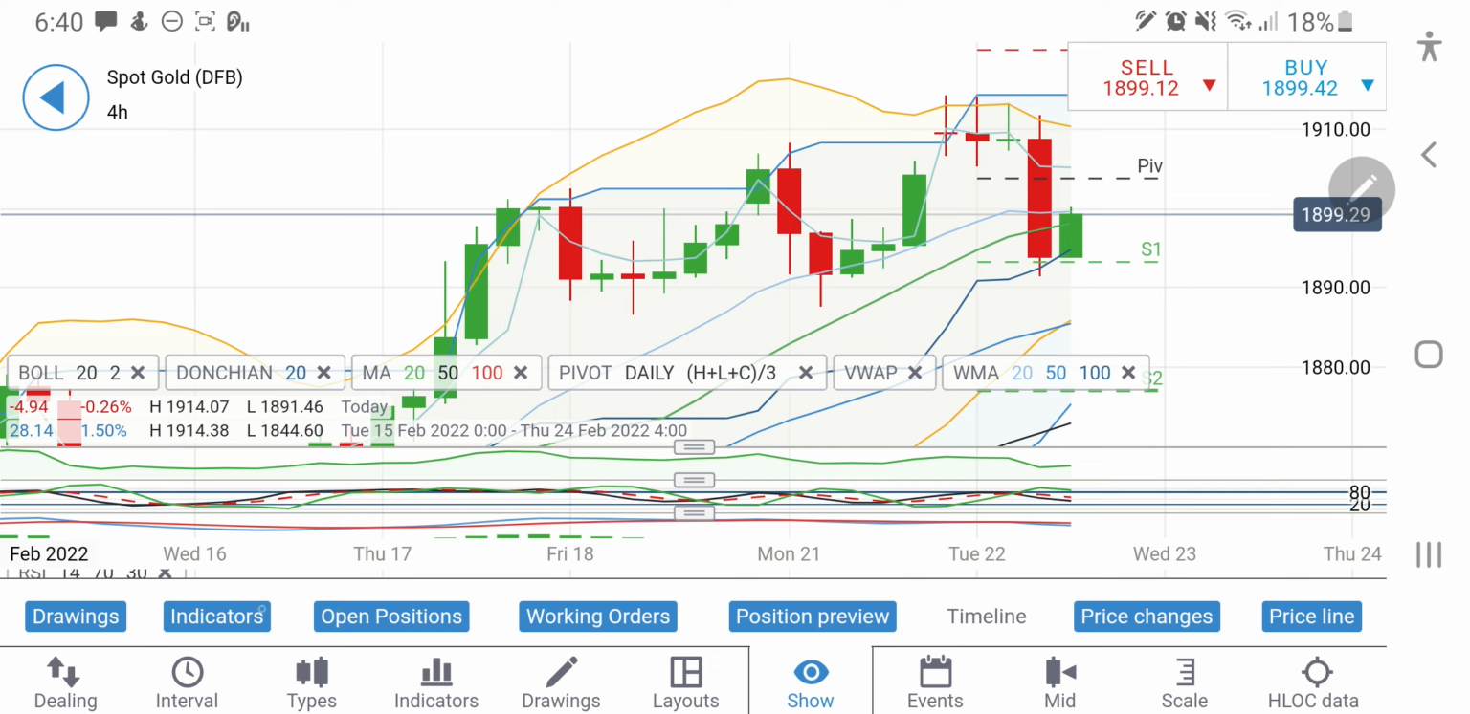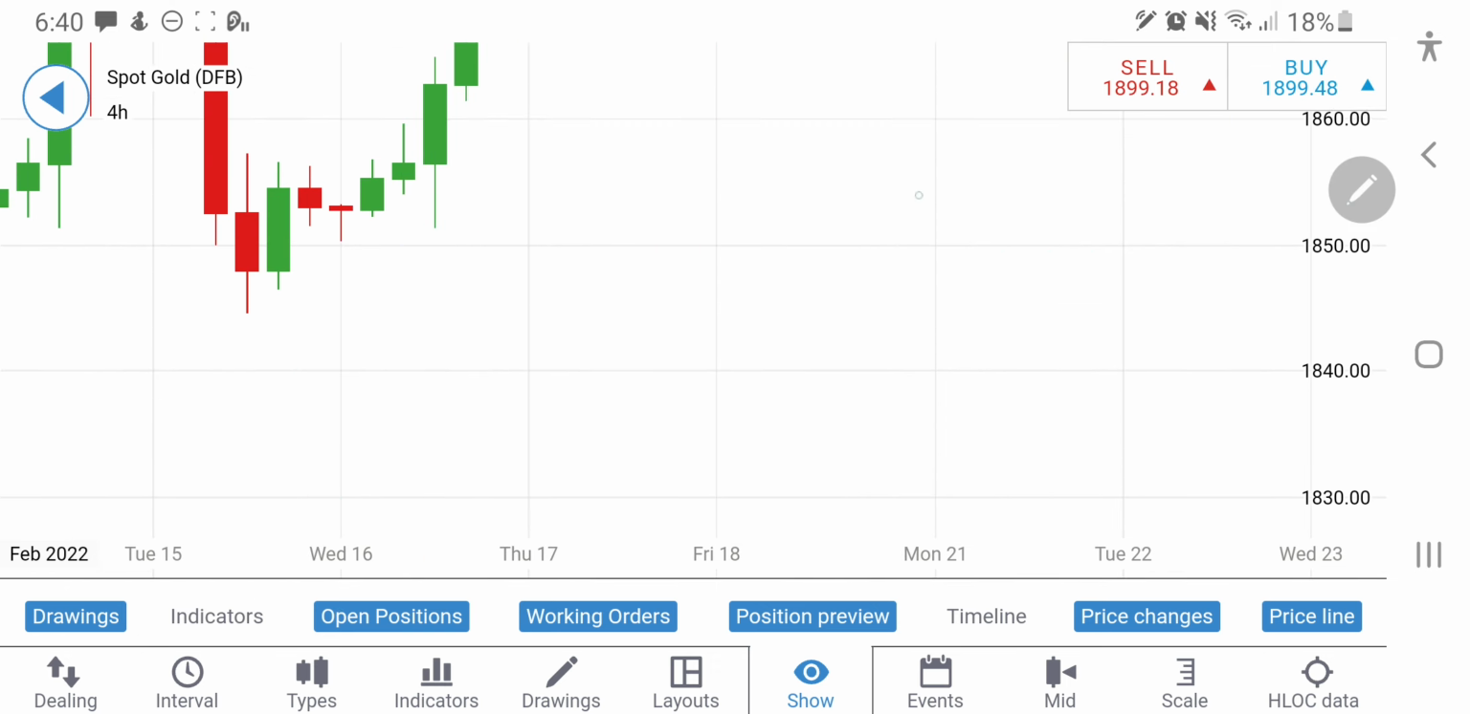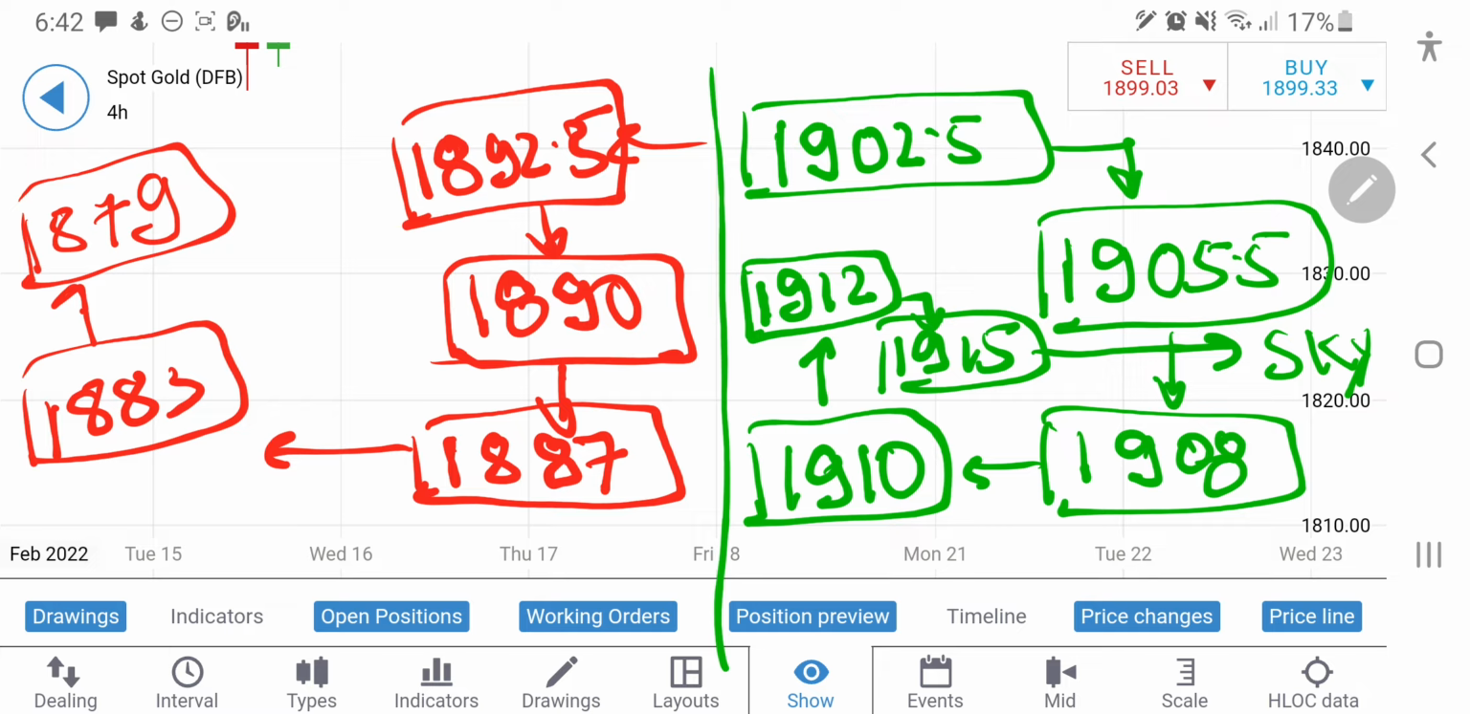So considering all this, let me give you the levels to trade for the rest of the day. These are the levels for gold. You can take a long entry at 1902.5, where you can expect it to head towards 1905.5, the next target. It can reverse from here. 1908 is the next target. It can again reverse from here. 1910, it can again reverse from here. Till 1910, I expect it can reverse at any point of time and come back to 1895, 1890 levels. But beyond 1910, it will directly hit 1912, 1915, and after that, sky is the limit towards 1921 levels.